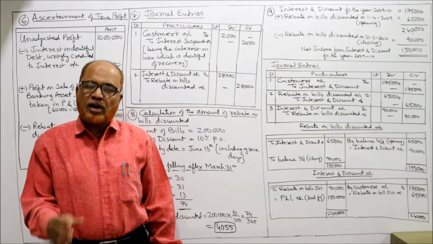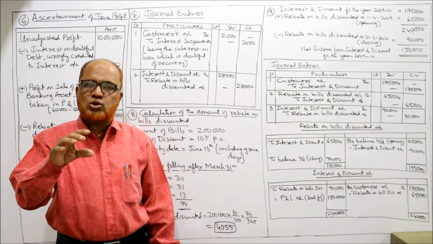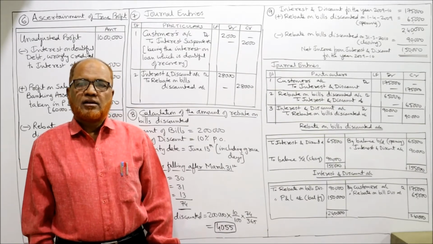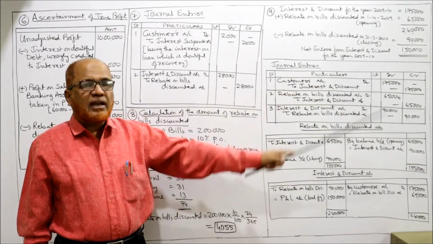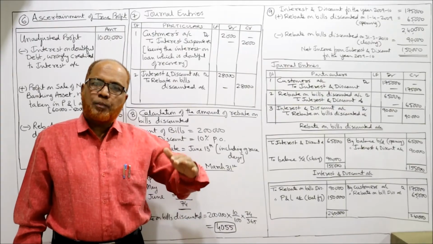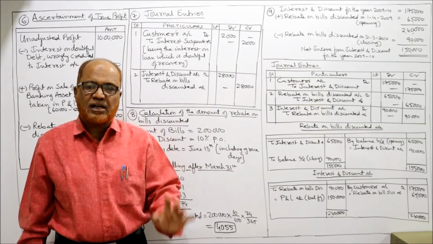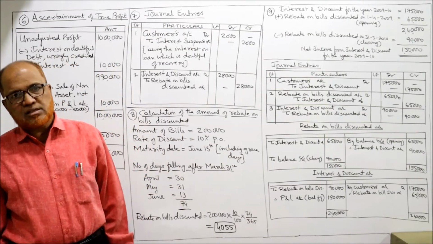2009-10. So for the current year, when we prepare the profit and loss account for the year ended 31st March 2010, interest and discount will be taken as 1,50,000, right? So got the point? Opening rebate will be added, closing rebate will be subtracted from interest and discount. ये हो गया. Now journal entries.